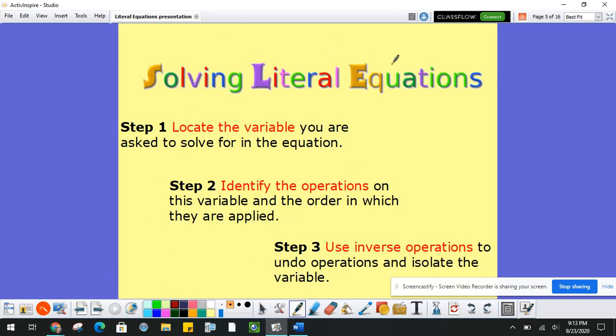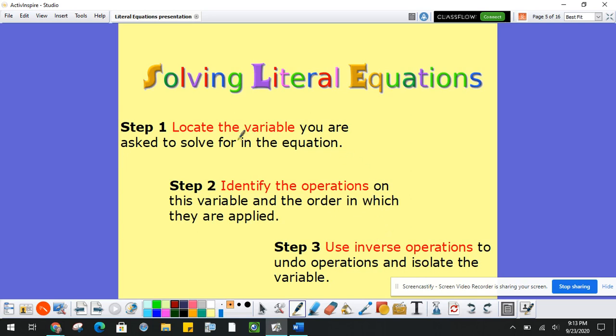In order to solve a literal equation, we have 3 steps. Step 1, locate the variable you are asked to solve for in the equation. Step 2, identify the operations on this variable and the order in which they are applied. Step 3, use inverse operations to undo operations and isolate the variable.